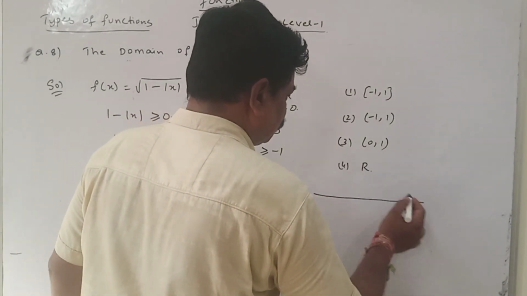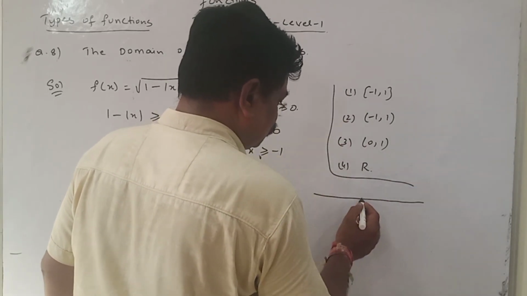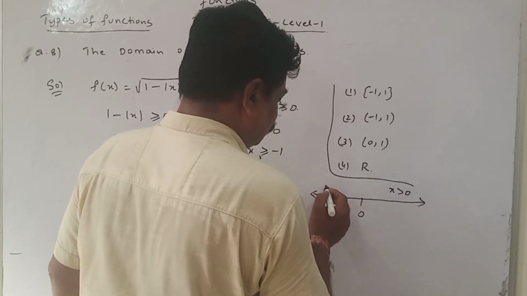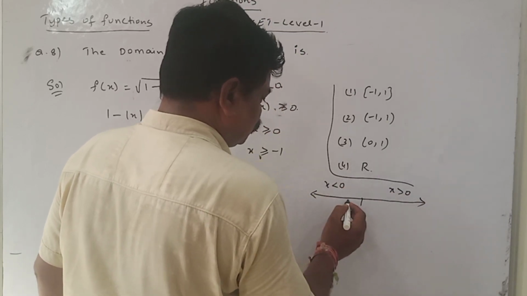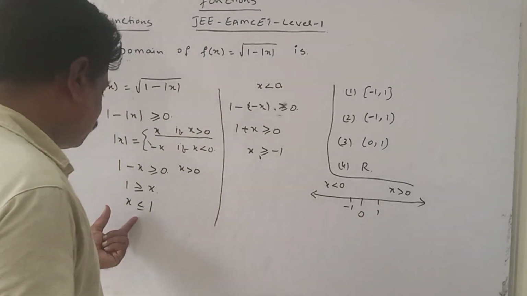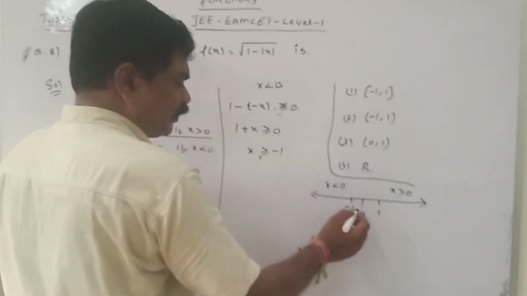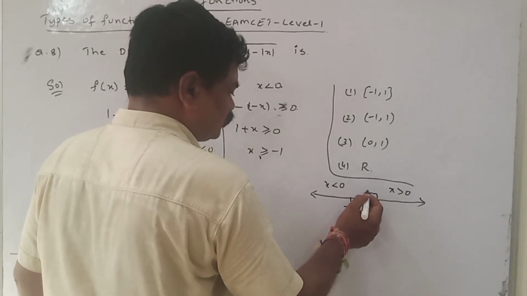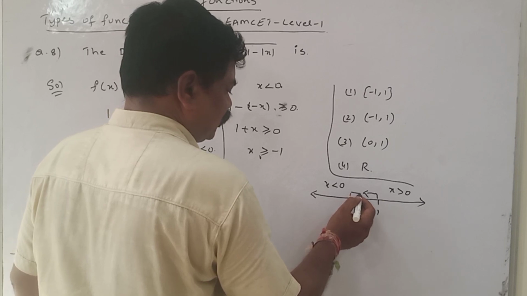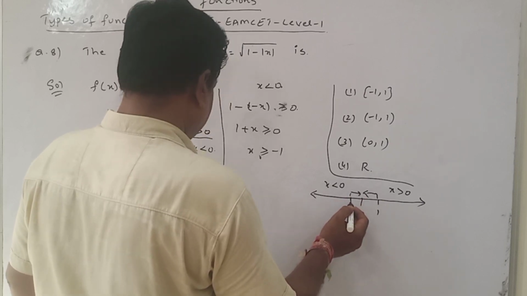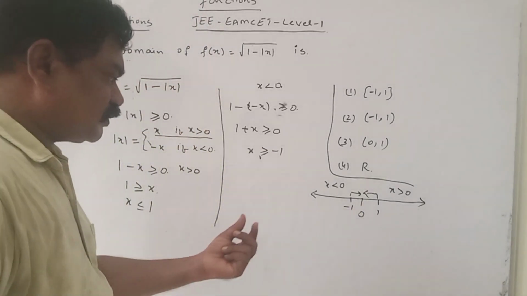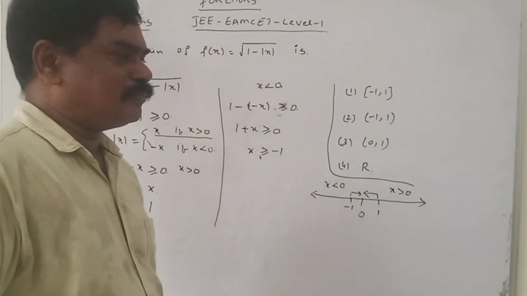So you take a number line. This is 0. This is x greater than 0. This is x less than 0. This is minus 1. This is 1. x less than or equal to 1 means this region, and x greater than or equal to minus 1 means this region. That is, x is in between minus 1 comma 1.